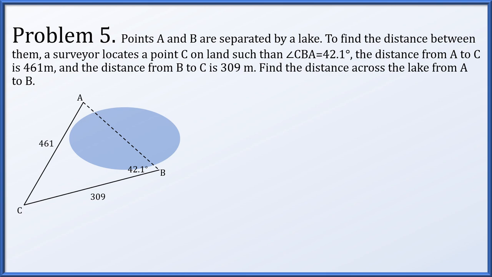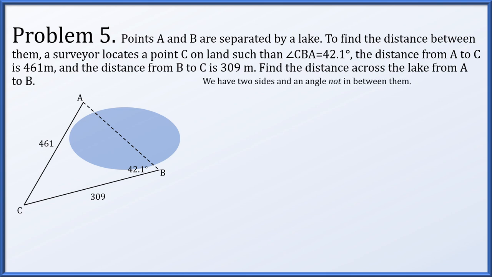Problem 5. Points A and B are separated by a lake. Observe, it's blue, it must be a lake. To find the distance between them, a surveyor locates a point C on land so that angle CBA is 42.1 degrees. The distance from A to C is measured to be 461 meters. The distance from B to C is measured to be 309 meters. Find the distance across the lake from A to B, and the diagram was given as part of the problem.